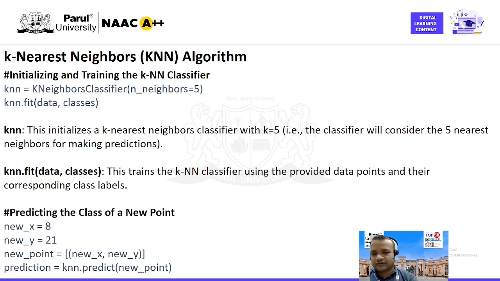What is actually KNN? We already discussed KNN. KNN dot fit data comma classes. That means this trains the KNN classifier by providing the data points and their corresponding class labels.